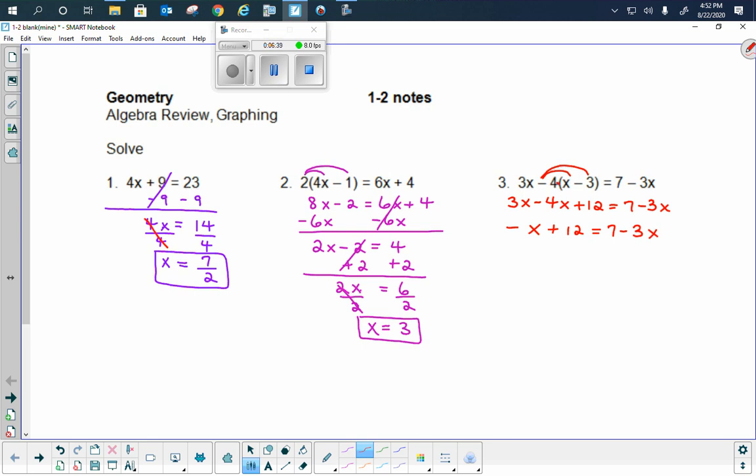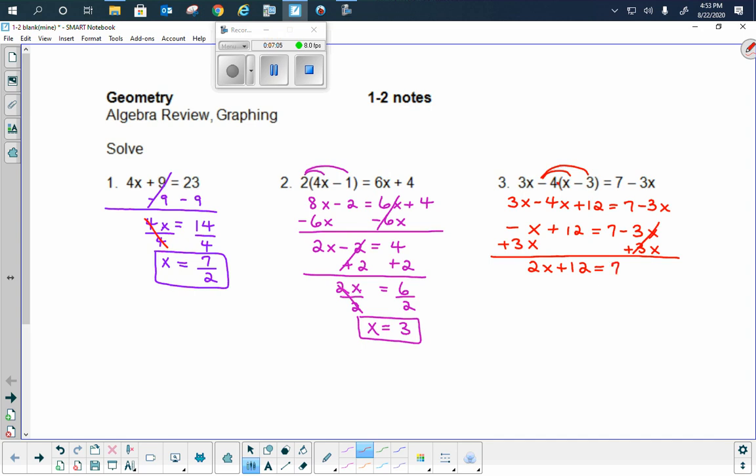All right, so now I'm going to move things from side to side. I target the x's first. Thinking smart, I'm thinking ahead. I know that if I add 3x to both sides, that'll give me a positive x. Plus it'll be on the left, which I desire. So 3x minus x is 2x. Bring down the plus 12. On this side, these are canceling, and you're left with 7.